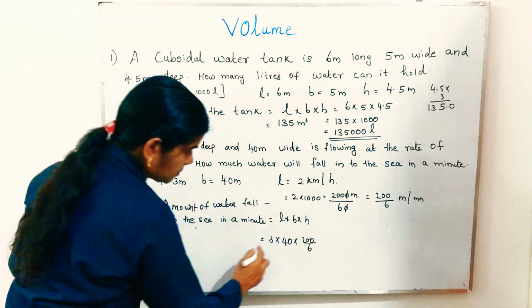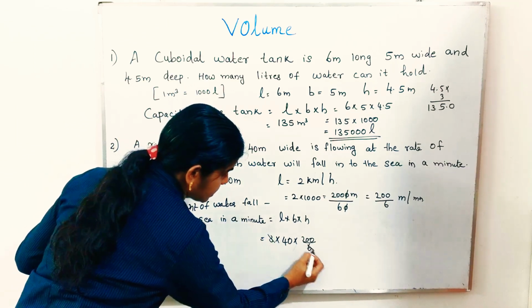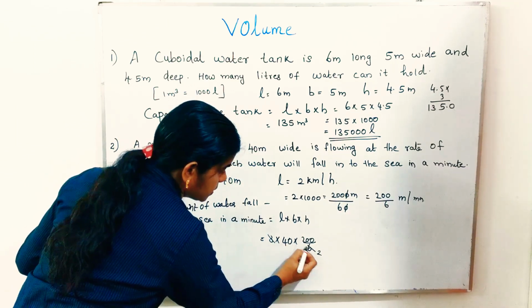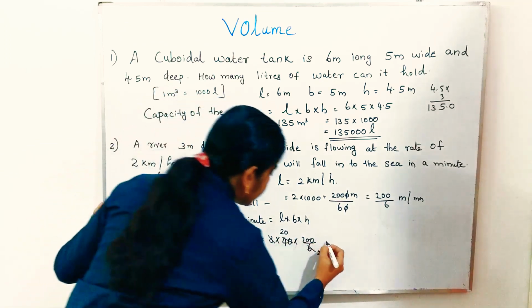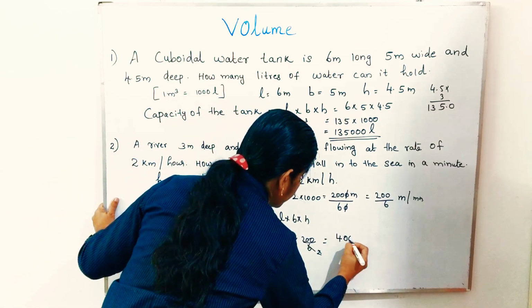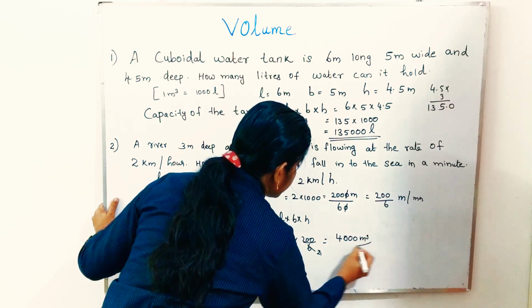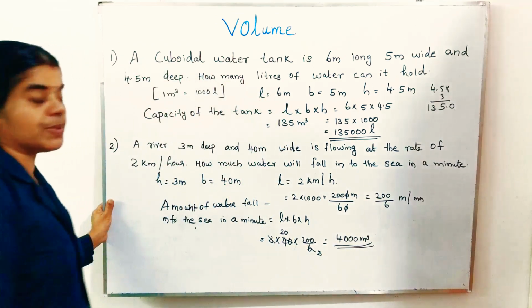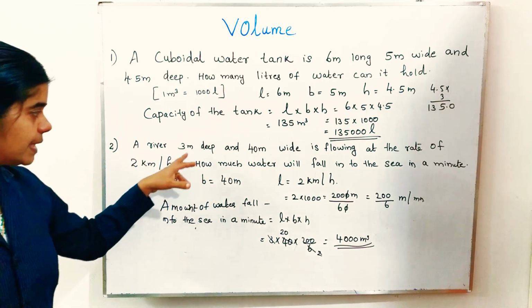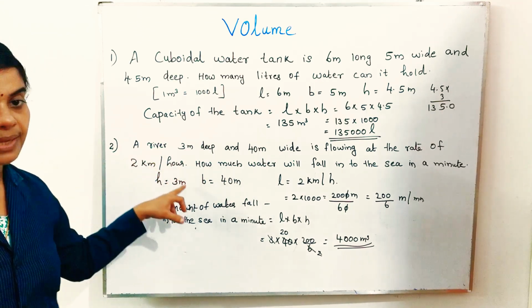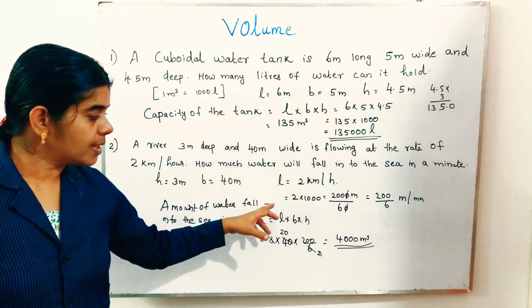Then we can cut this 3 and 6, that will be 2 times. This 2 and 20 we can cut, 40 we can cut, you will get 20. Then 2 into 2, 4. 4000 meter cube water will fall into the sea in a minute. Is it clear?